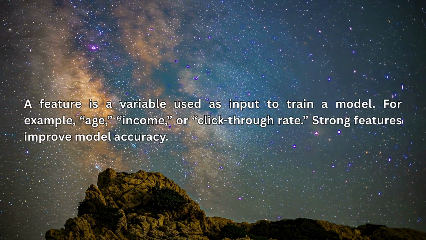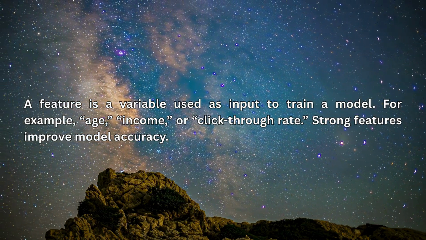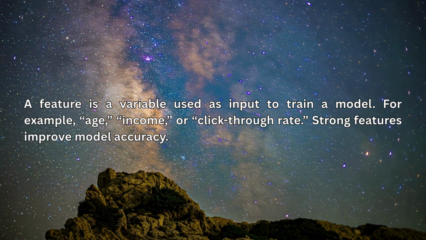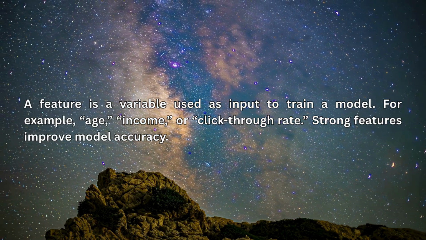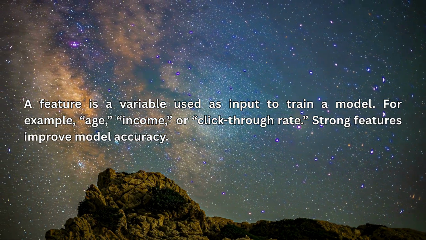What is a feature in AI? A feature is a variable used as input to train a model. For example, age, income, or click-through rate. Strong features improve model accuracy.